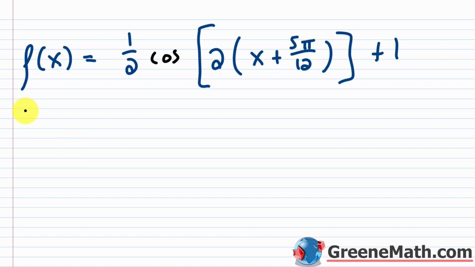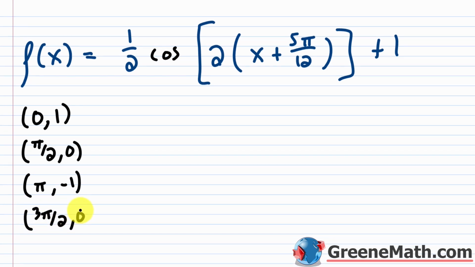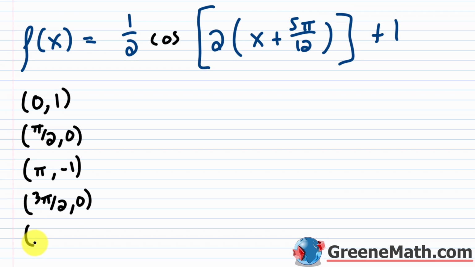So when we think about using the quarter period method, you start off by thinking about your points for the basic cosine function. So y equals cosine of x. You start off at the maximum, so 0, 1, and then you're going to go to your x-intercept. So this is pi over 2, 0, and then you're going to go to your minimum. So this would be at pi, -1. You go back to an x-intercept. So this is 3 pi over 2, 0, and then you're going to finish up at the maximum. So 2 pi, 1. So these are points you should have memorized at this point.